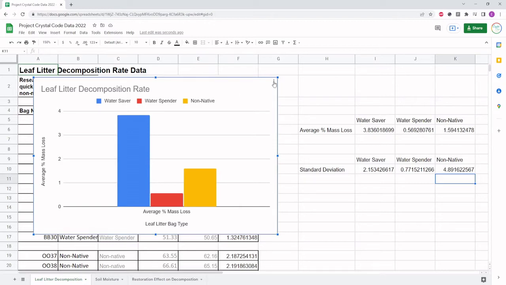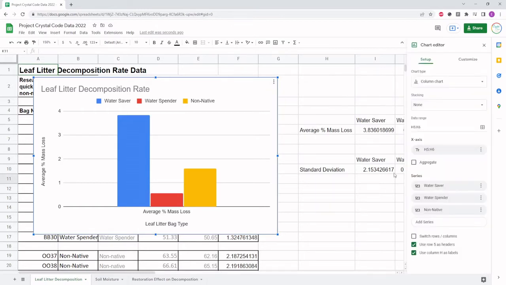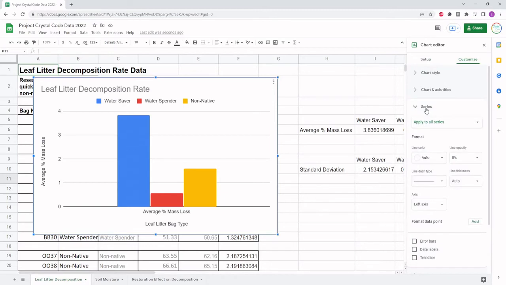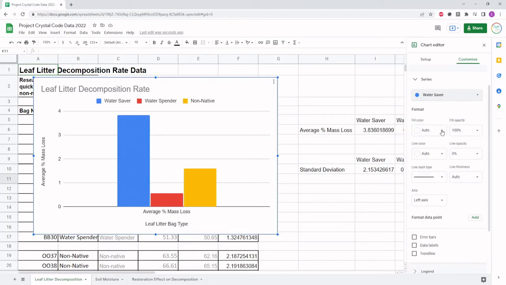So what we can do is click on the three dots here on our graph, and click on Edit Chart. This is going to bring up our chart editor again, and just like before, we're going to make some adjustments to the graph. So first, I'm going to start by clicking on Customize, and then I'm going to click on Series. When I'm under Series, I'm going to make sure that I am applying one graph at a time. So under Apply to All Series, I'm going to go ahead and click for each individual one. So let's start with Water Saver.